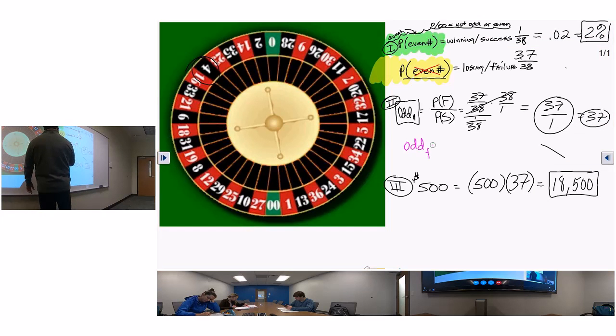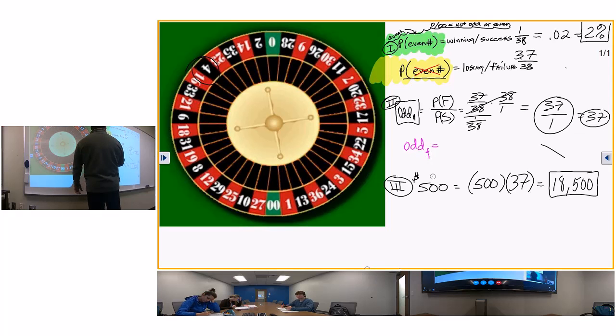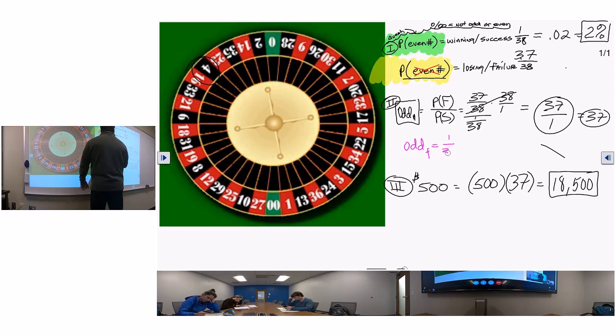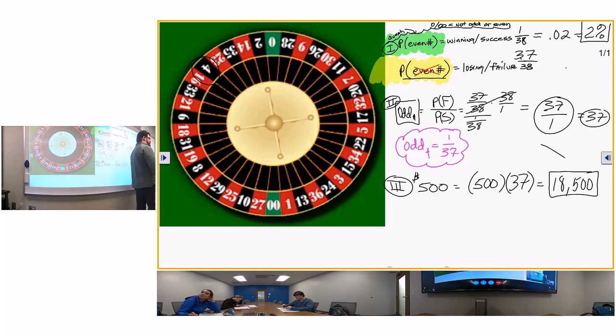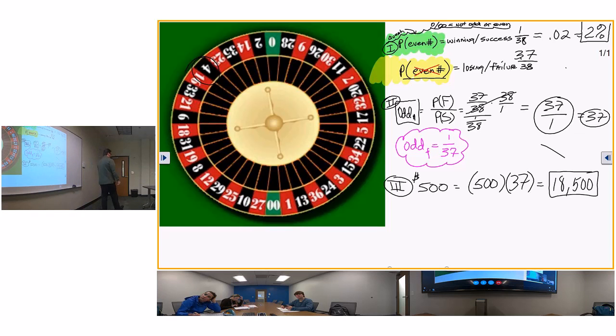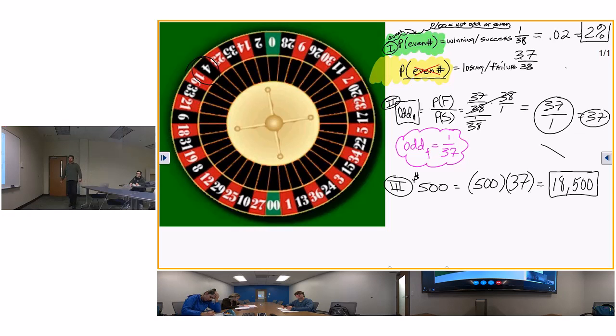Odds in favor is the reciprocal of 37 over 1, which would be what? 1 over 37. So remember, the odds in favor is always the reciprocal of the odds against. So if you have one, you have the other. You don't need to reinvent the wheel to find the odds in favor, because it's the reciprocal of the odds against.